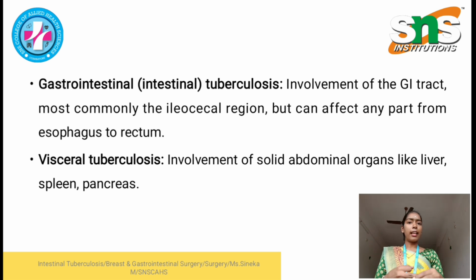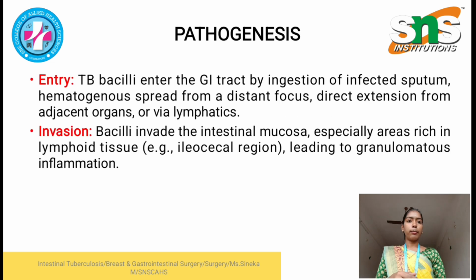The third one is gastrointestinal tuberculosis, also called intestinal tuberculosis. The bacteria will affect any part from the esophagus to the rectum in the GI tract, but it most commonly affects the ileocecal region. The ileocecal region is a region between the small intestine and large intestine. Next one is visceral tuberculosis. If the bacteria affect the abdominal organs like liver, spleen, pancreas, it is called visceral tuberculosis.